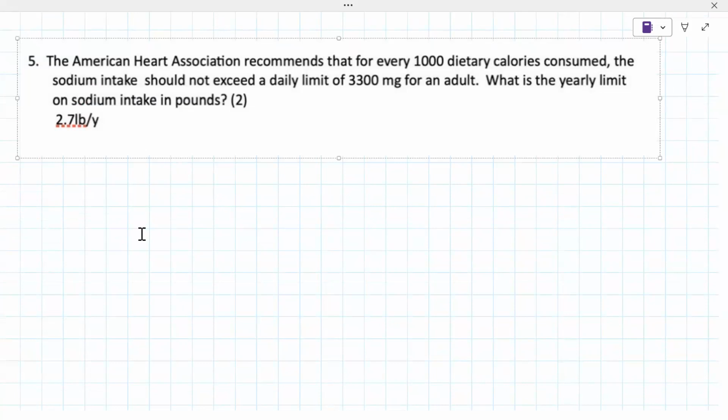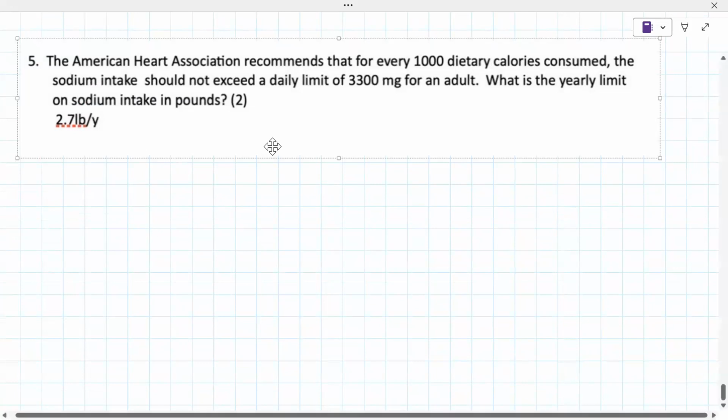Okay. Yeah, so one thing we're missing here is, well, it could be an issue, but what we don't know is how many calories a person is supposed to assume that they eat per day.